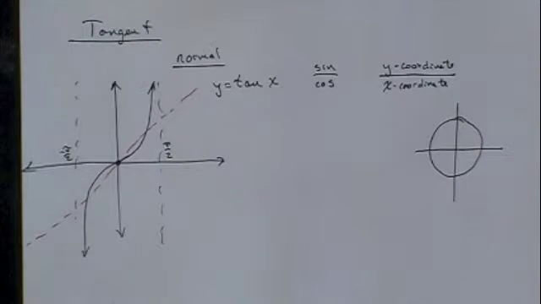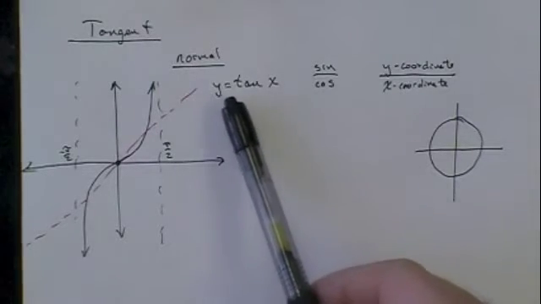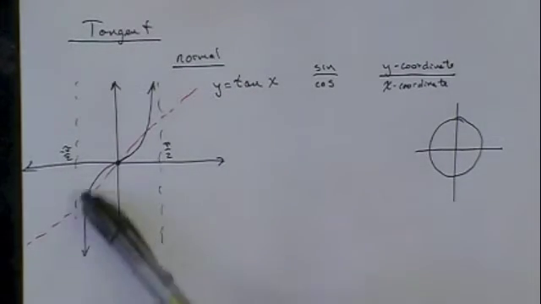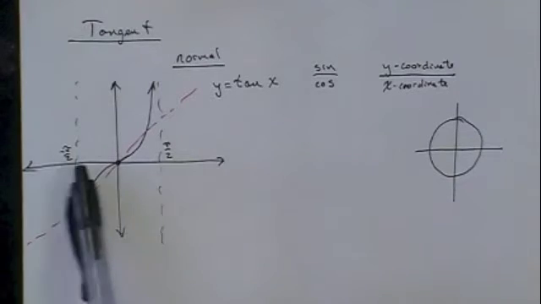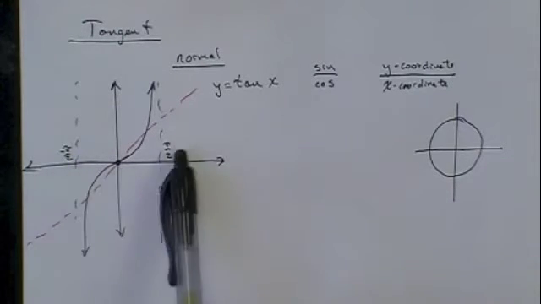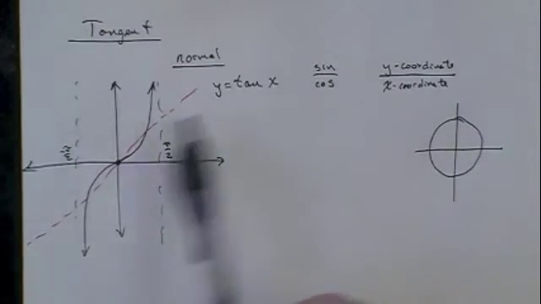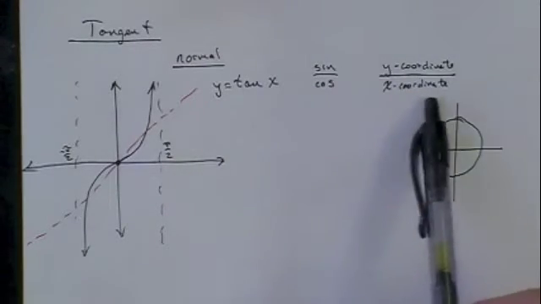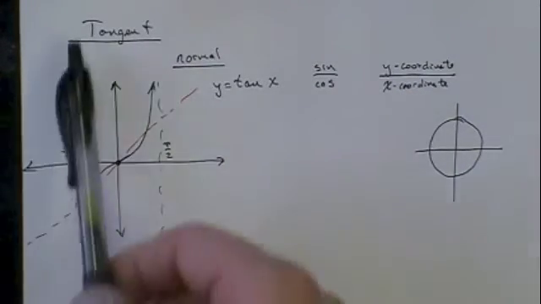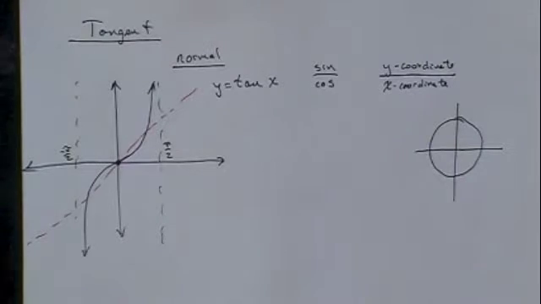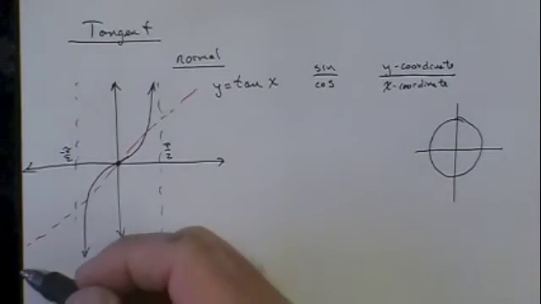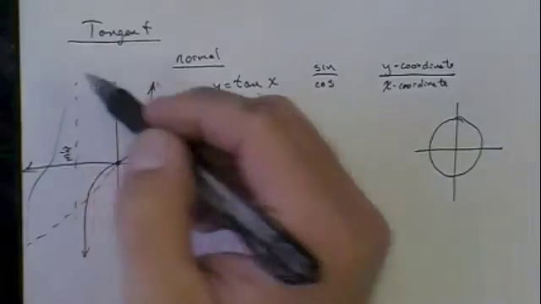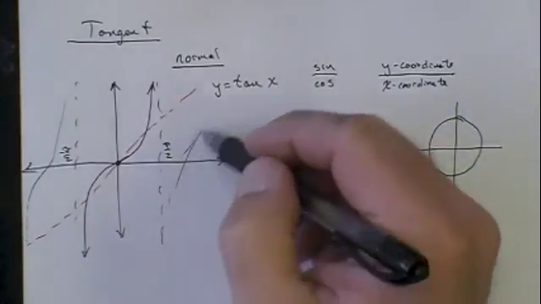Okay, so now we're looking at tangent. For our normal graph, we have y equals tangent of x, and remember we have our asymptotes at negative pi over 2 and at pi over 2. We have those because cosine is 0 at those x values. That's where we get our vertical asymptotes. And remember that this tangent wave would also come across here, and it continues forever.